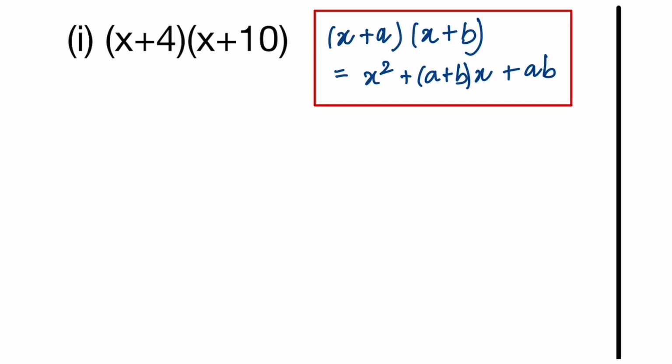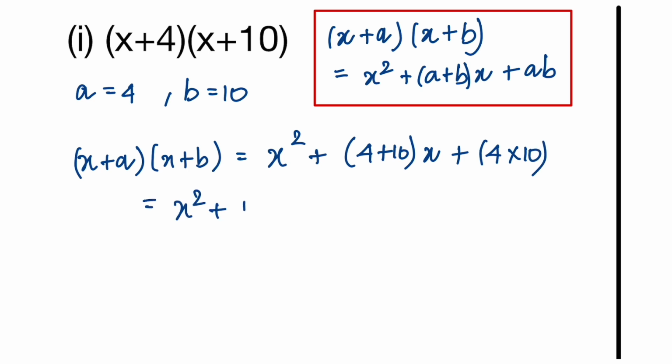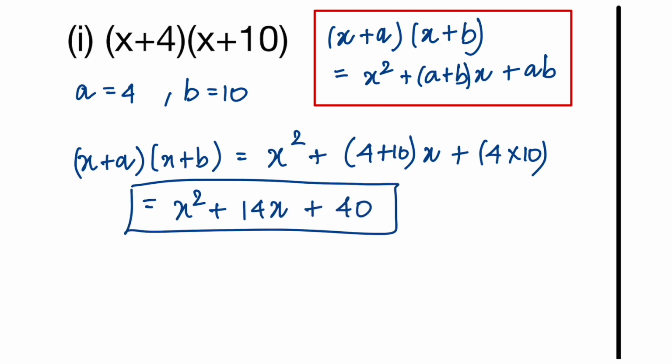Now in this identity, for this case, the value of a is equal to 4 and the value of b is equal to 10. So x plus a into x plus b is equal to x squared plus a plus b, here 4 plus 10, into x plus a into b, here 4 into 10. So that is going to be x squared plus 14x plus 40, and that is going to be the answer for this subdivision. So x plus 4 into x plus 10 is x squared plus 14x plus 40. Okay, so that is the answer.